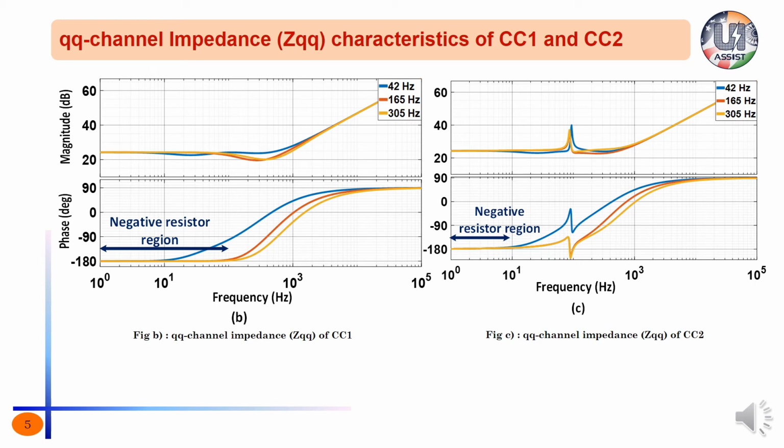Due to this difference in negative damping region, CC1 and CC2 have different interaction profiles with the grid impedance, which will be discussed in future slides. As a result, D axis and Q axis lose the symmetry, and hence we obtain impedance models in matrix form.